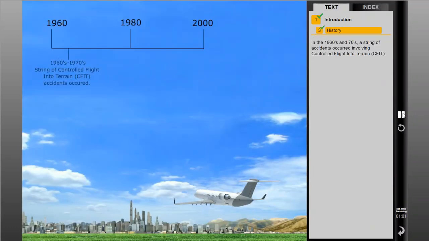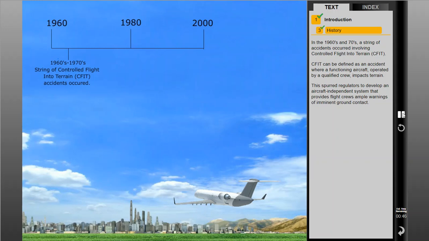In the 1960s and 70s, a string of accidents occurred involving controlled flight into terrain, or CFIT. CFIT can be defined as an accident where a functioning aircraft, operated by a qualified crew, impacts terrain. This spurred regulators to develop an aircraft-independent system that provides flight crews ample warnings of imminent ground contact. The GPWS system was the result of this effort, while the generic phrase Terrain Awareness and Warning Systems, or TAWS, was coined to describe all current and future systems that meet certain standards.